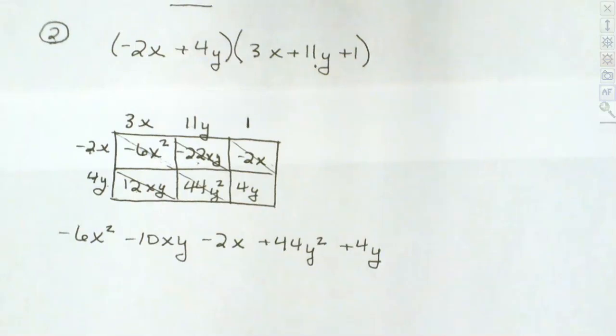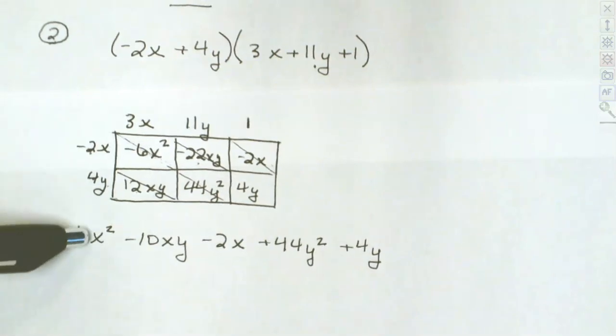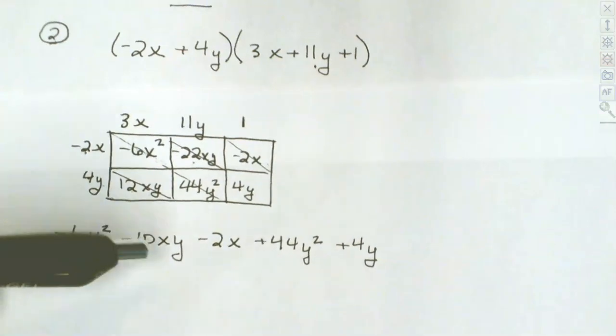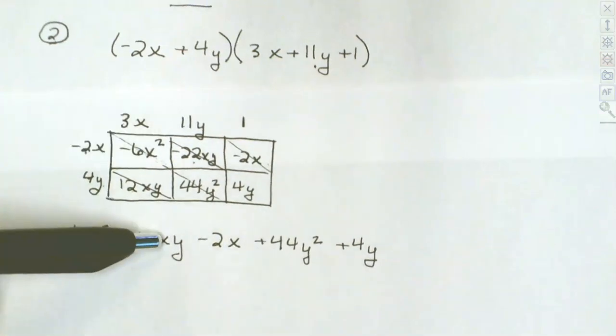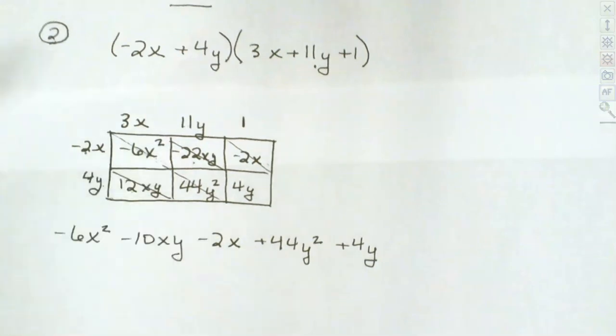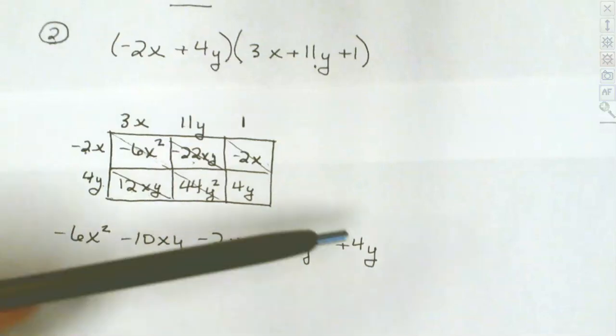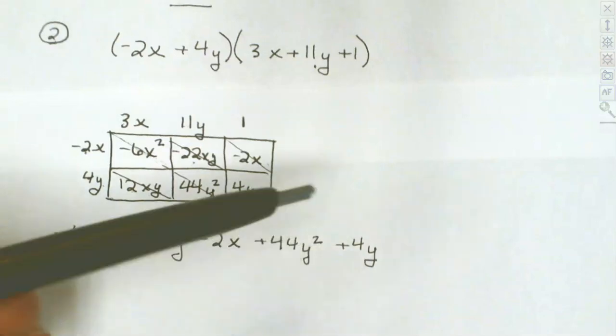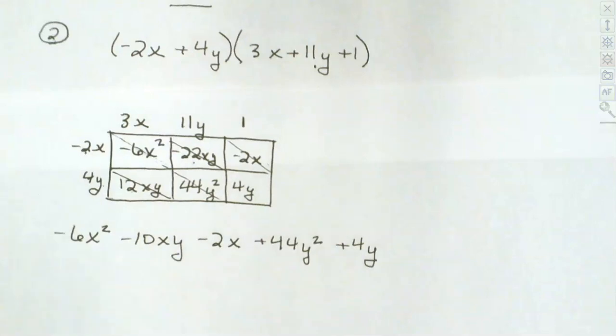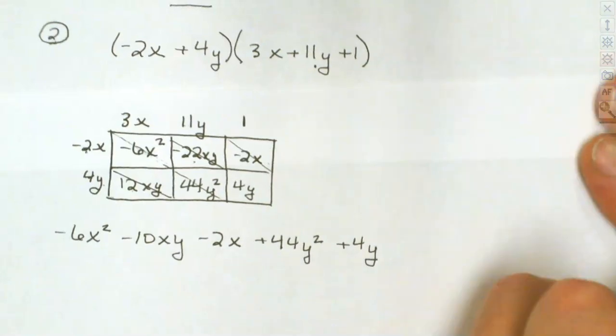Now, normally when we write these, we want to pick a power and make sure we go down in that power. So we started with x. So we have an x squared here. That's our largest power. From there, it doesn't matter so much. Then we've got an xy, a minus 2x. And then we'll do the y's after that, which is 44y squared and a 4y. So it doesn't matter about the order, as long as all the terms are there. But normally we start with the highest power of x first. So order is not important because addition is commutative.